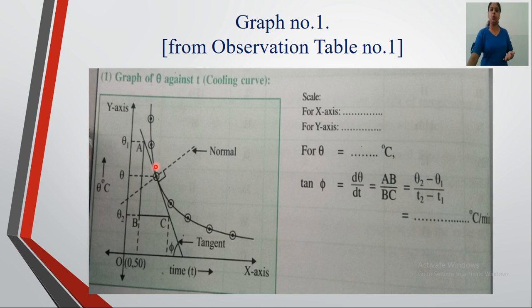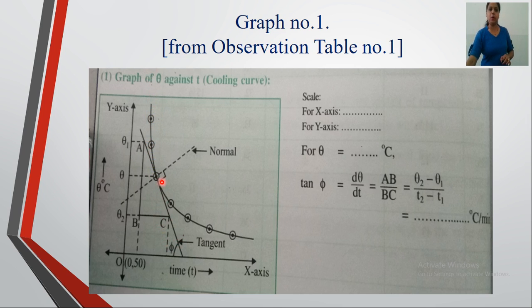We need to use this graph for finding observation table number 2. So simply, you note down any 5 thetas. Suppose this is 60 degrees Celsius, suppose this is 55 degrees Celsius, and this is 50 degrees Celsius. In this way you will consider any 5 thetas on the graph, and just circle the 5 thetas you have taken into consideration. Now these 5 thetas will help us to find out the slope.